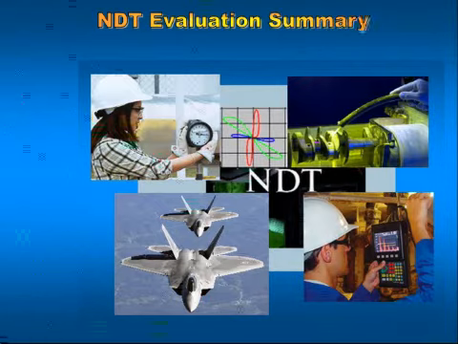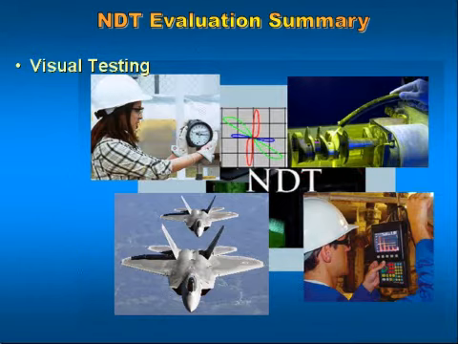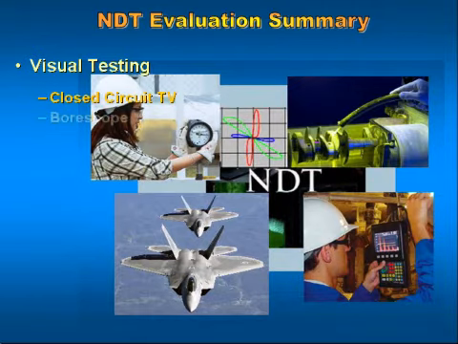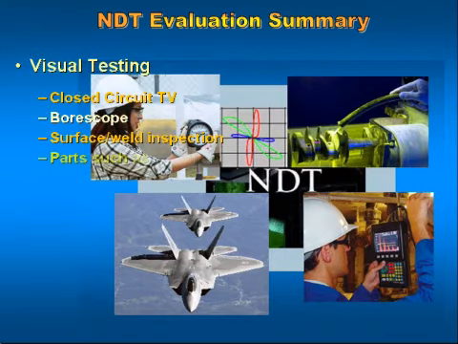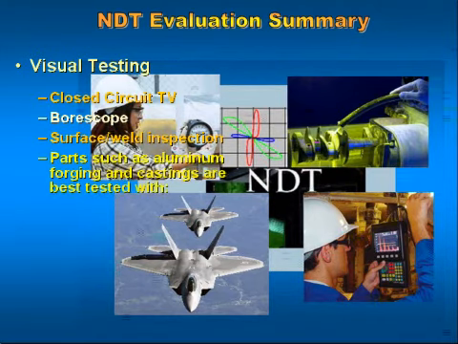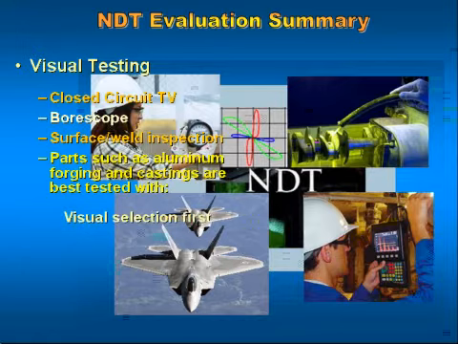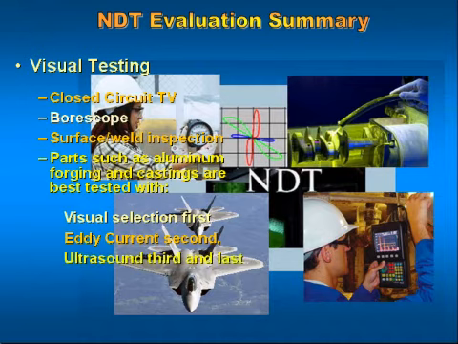NDT Evaluation Summary. The following will be a summary of NDT methods. For visual testing, the most common methods used are closed-circuit TV, borescope, and surface weld inspections. We want to note here that parts such as aluminum forgings and castings are best tested with visual inspection first, followed by eddy current inspection, ultrasonics, and last, dye penetrant.